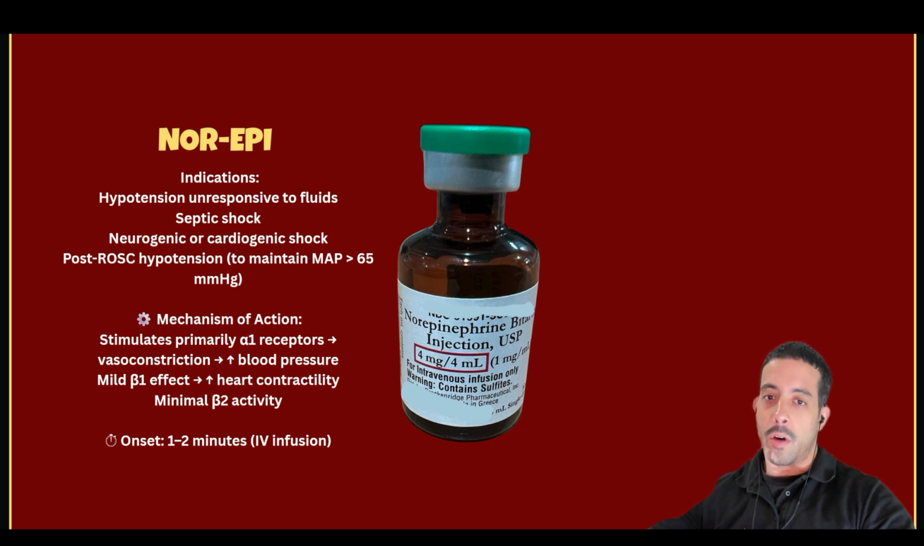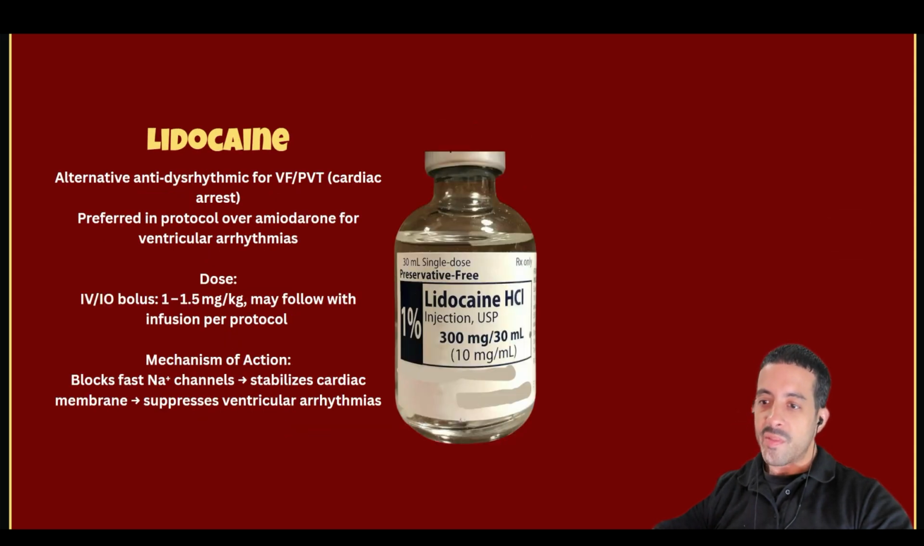For a person who has a very slow heart rate or just came back from return of spontaneous circulation or cardiac arrest, the norepi will help them tremendously due to the stimulation of the alpha 1 receptors, which will basically cause vasoconstriction, increase in blood pressure, and all these things. And this medication is given via IV infusion. The goal of it is to maintain the mean arterial pressure above 65. Lidocaine is one of those medications that is also given as an alternative for cardiac arrest.